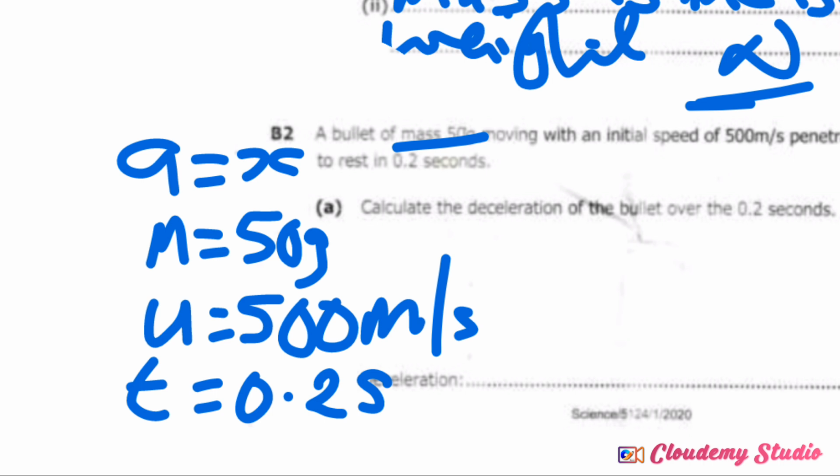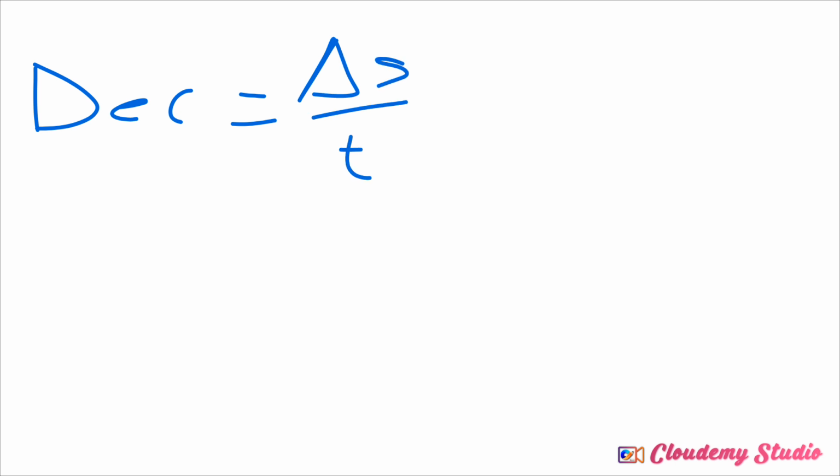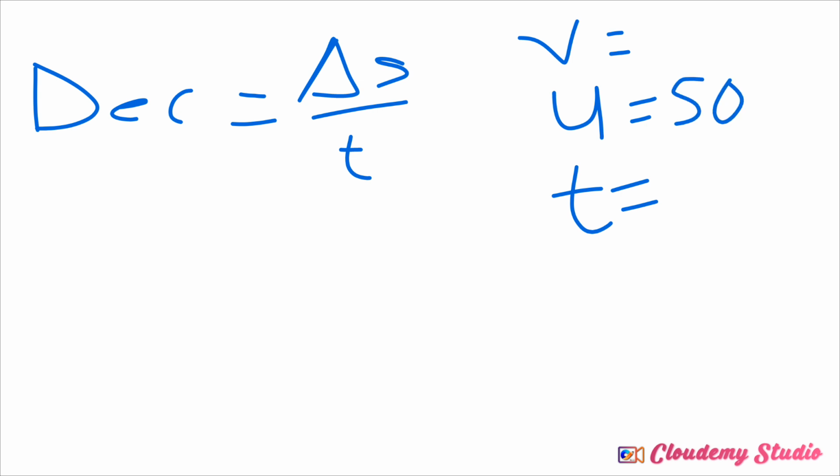So here, all we need to do is understand the figures and put them in the right place. Deceleration is the same as acceleration. So deceleration is equal to the change in speed over the time taken. When we come to our data, we have final velocity, initial velocity, then time. Initial velocity, we are told, was 500. Then it came to rest, meaning the finishing speed was 0. That was the final velocity. Then time has been given to be 0.2.